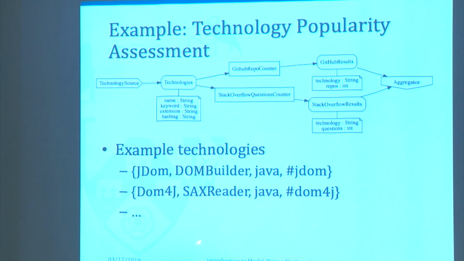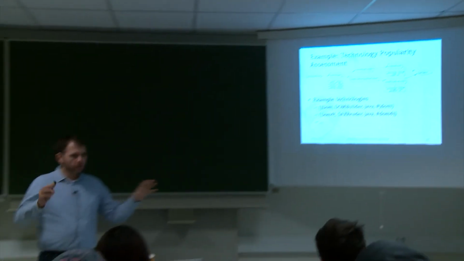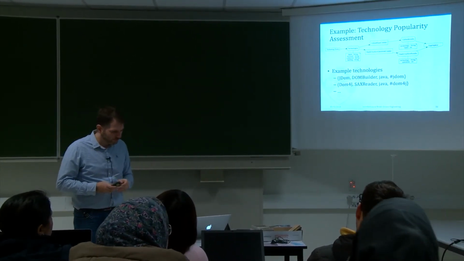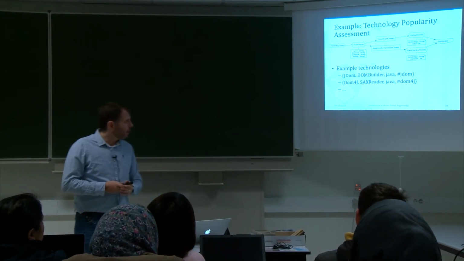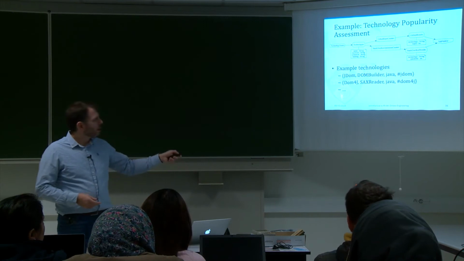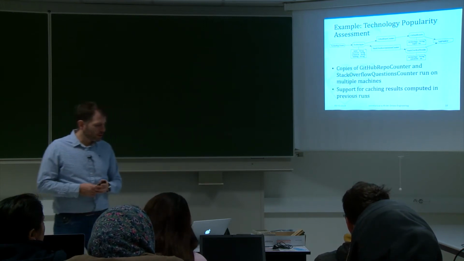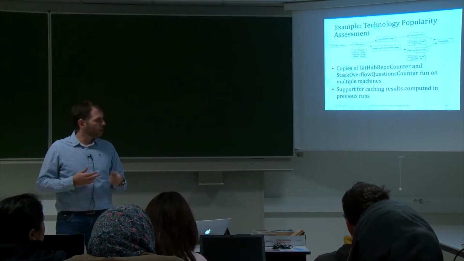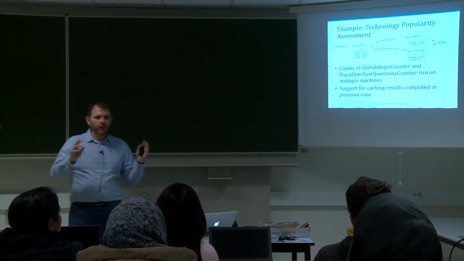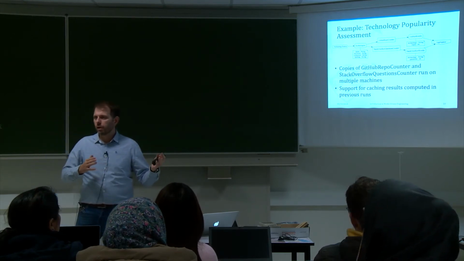If we want to do this for a large number of technologies, there's no reason why we should be restrained to one machine. If we have a cluster of machines, we can send different technology descriptors to different machines that can individually query Stack Overflow and GitHub, and then we can collect all of these results. Also, if we've done this work for a given set of technologies, and then we add one more, we would like our solution to cache the results computed in previous runs and only check the last technology. In this case, we don't care about very timely results. It's fine if we get 5 minute old results.